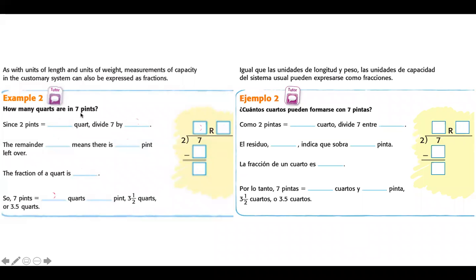All right, in example 2, the question is, how many quarts are in 7 pints? So ask yourself, are quarts bigger than pints? And hopefully you said yes, and that's why we're dividing.